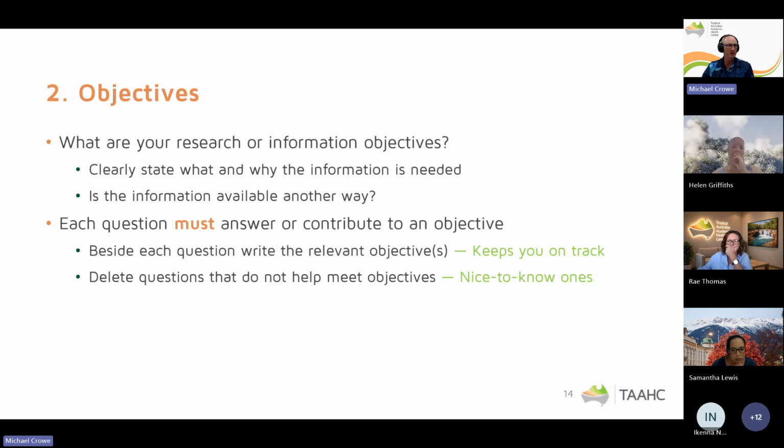Each question must answer or contribute to your objectives. What I do on this one is, when I'm designing questionnaires, I literally write which objective each question is assigned to, so that I know exactly that I have assigned questions to objectives. In that way, if I come across a question that's not assigned to any objective, I can go, well, that's yet another one that can go. Or else my objectives aren't complete. So it keeps you on track and honest about the whole thing.